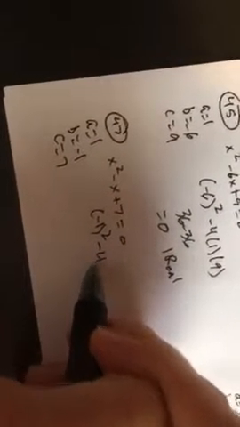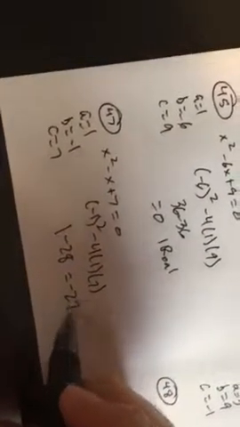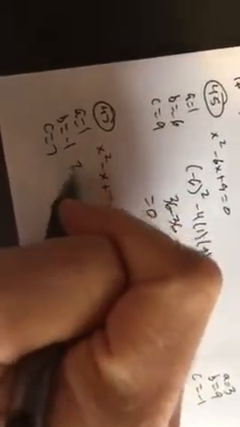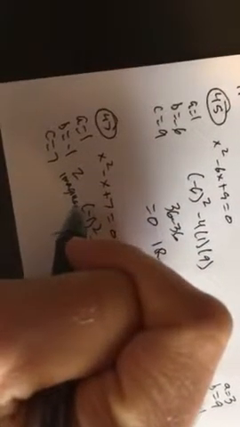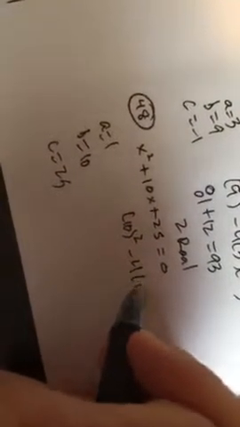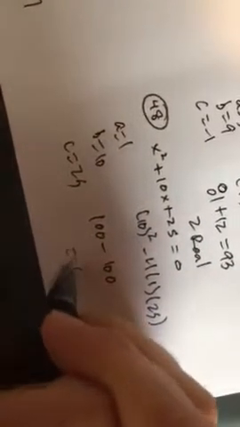Take a look here at 47. a is 1, b is negative 1, and c is 9. So b squared minus 4ac is 1 minus 28. A negative 27, if I can write it here at the bottom of the page, means you have 2 imaginary solutions, 2 i's. And lastly, a is 1, b is 10, c is 25. So when you do b squared minus 4ac, you're going to get 100 minus 100, which is 0. 0 means you have 1 real solution.